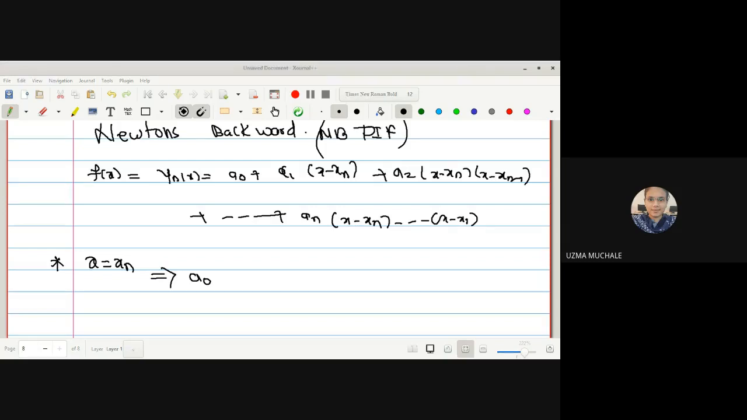Is everyone awake? Yes ma'am. a naught is equal to f of xn, that is yn. yn is given to us. F is a polynomial we have to find out, so we can get this is yn. Values of x naught, x1 and so on are given to us. Okay, try to find out by putting x is equal to xn minus 1.